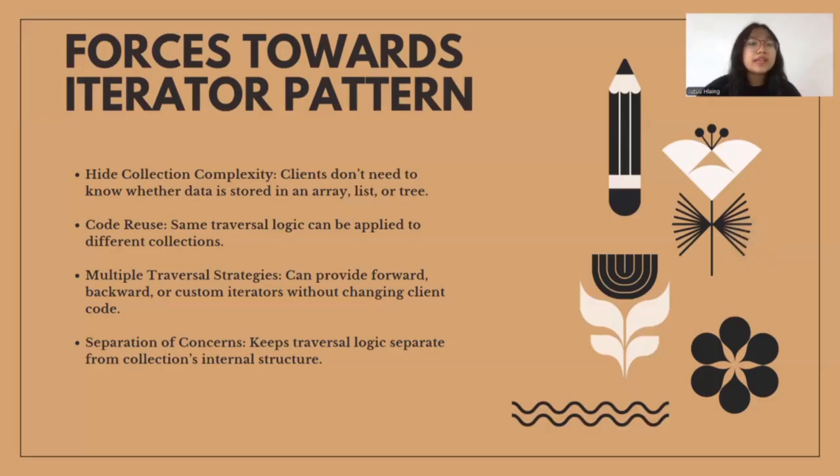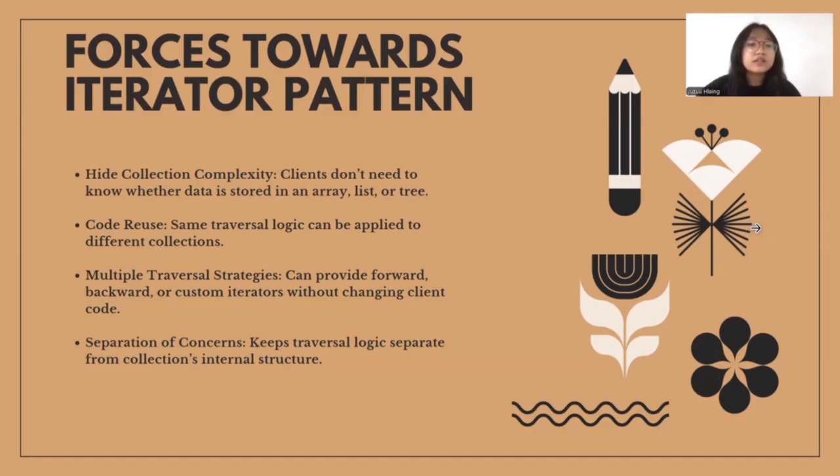The iterator pattern is powerful because it hides collection complexity and it allows code reuse across different collections. Moreover, it supports multiple traversal strategies like forward or backward, and it separates traversal logic from the collection's structure.